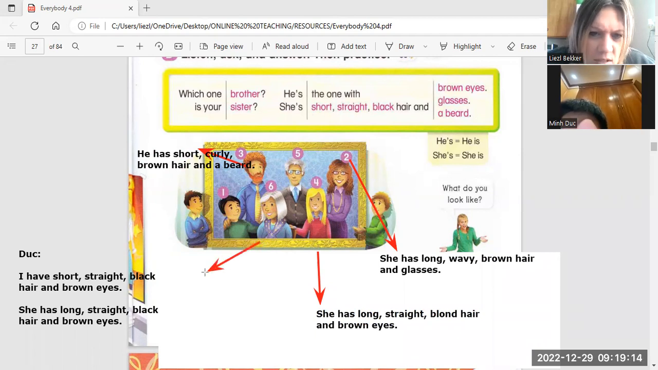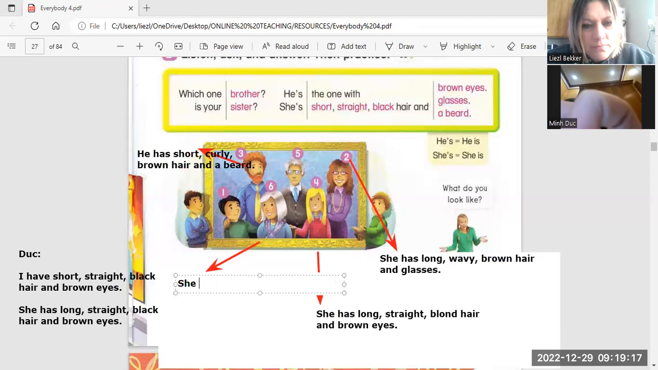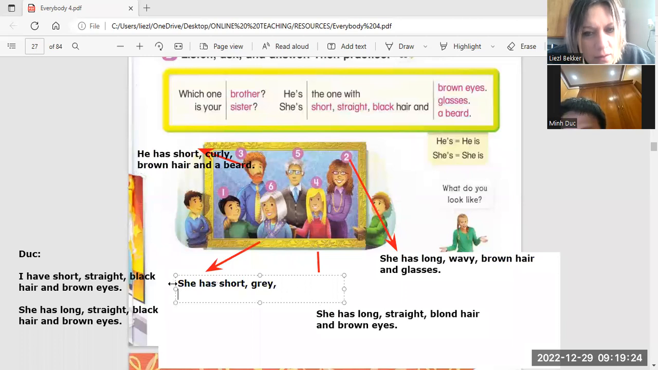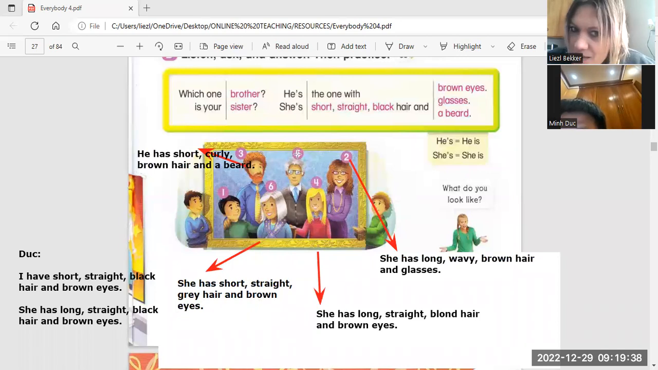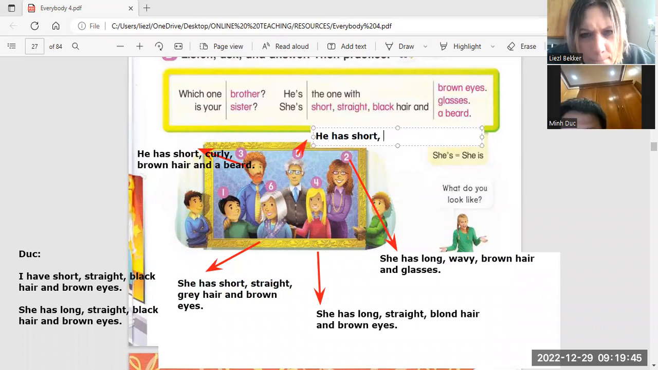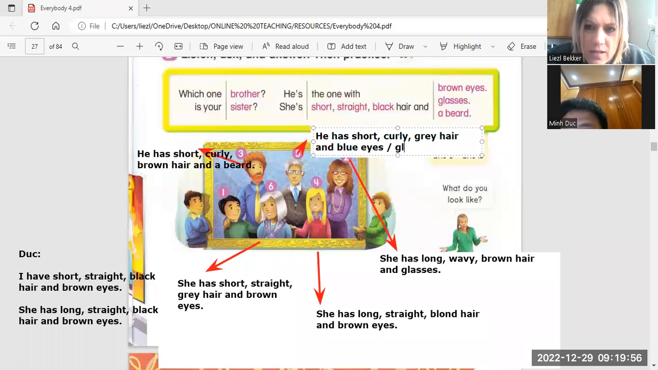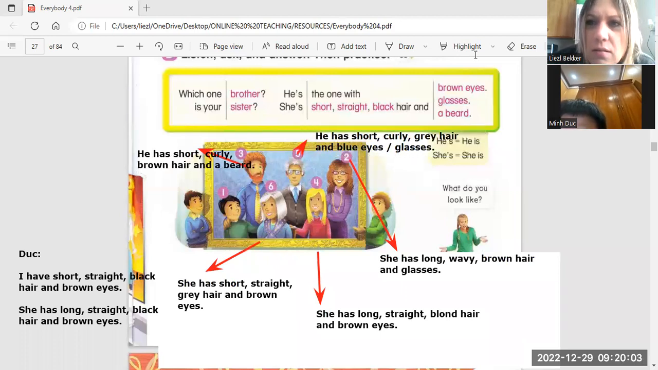Let's take number six first. She has short, straight gray hair and brown eyes. Brown eyes. Yes. Okay, number five. He has short, curly gray hair, and you can either say blue eyes or you can say glasses. Yes, you can say blue eyes or glasses. Yes. Okay.